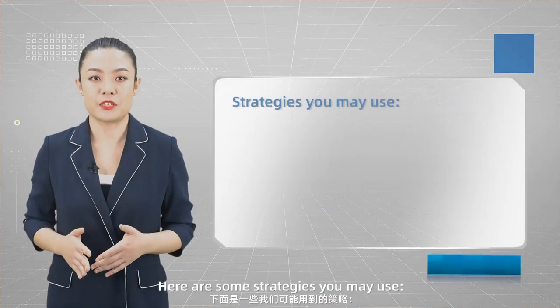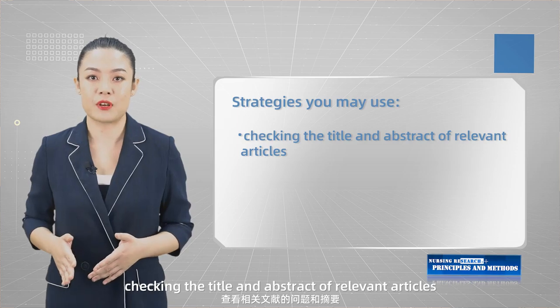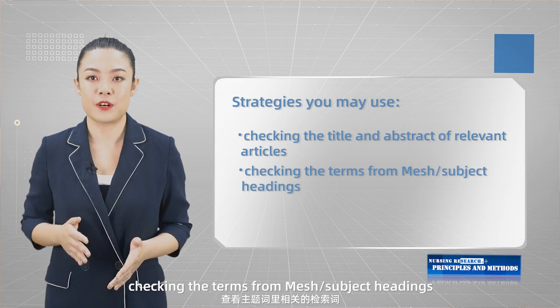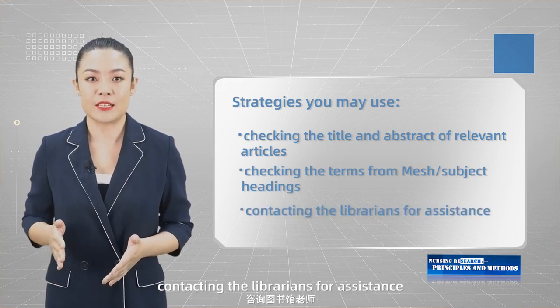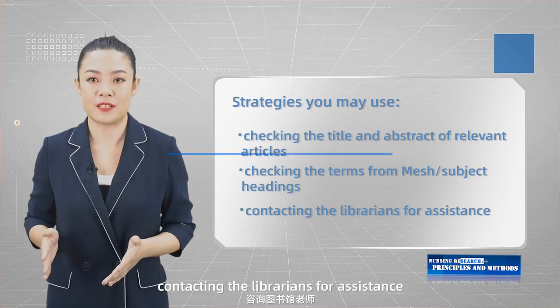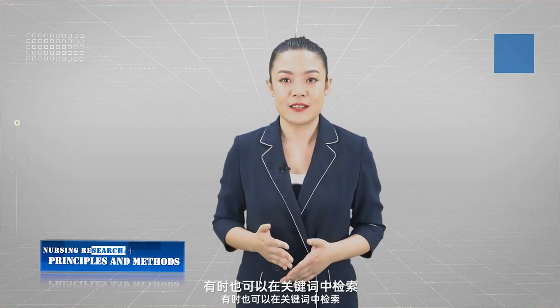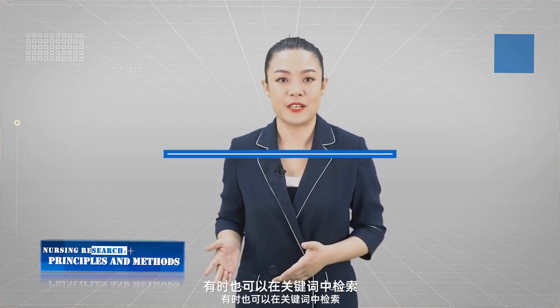Here are some strategies you may use. 1. Checking the title and abstract of relevant articles. 2. Checking the terms from MeSH or subject headings. And 3. Contacting the librarians for assistance. Keywords will be searched in title and abstract, sometimes in the keyword section as well, when this function is available.